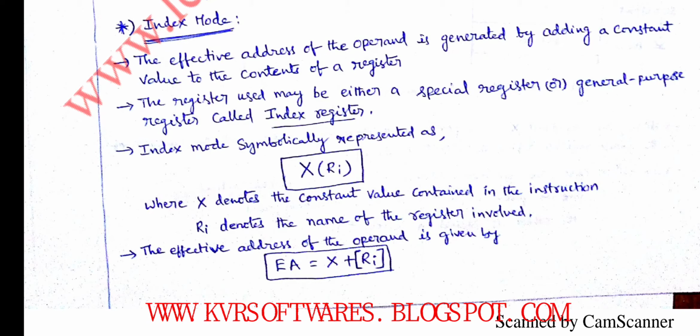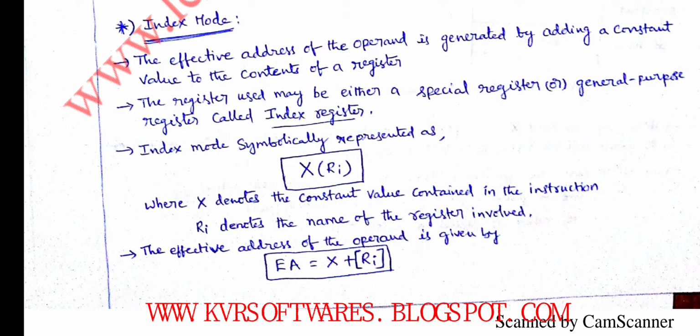Index mode. Next, the effective address of the operand is generated by adding a constant value to the contents of a register. That is, if you add one constant value to the content of the register, then we get some effective address. That effective address contains the contents whatever you want. That is called index mode.